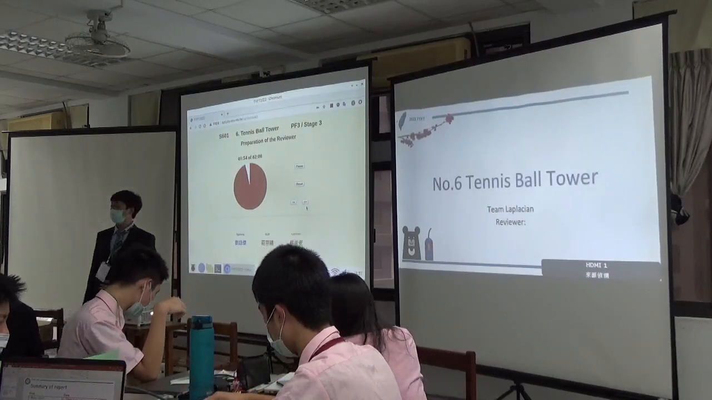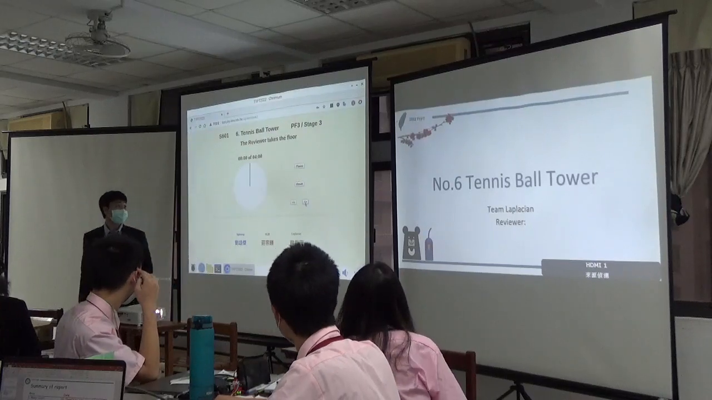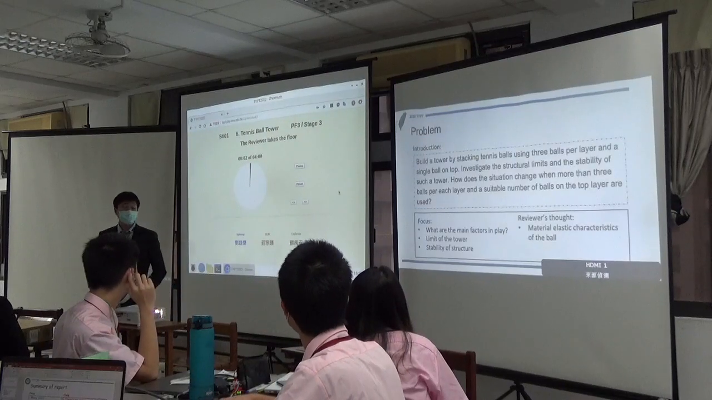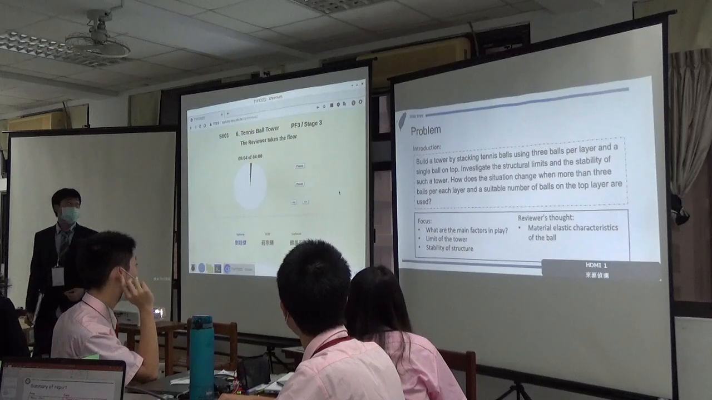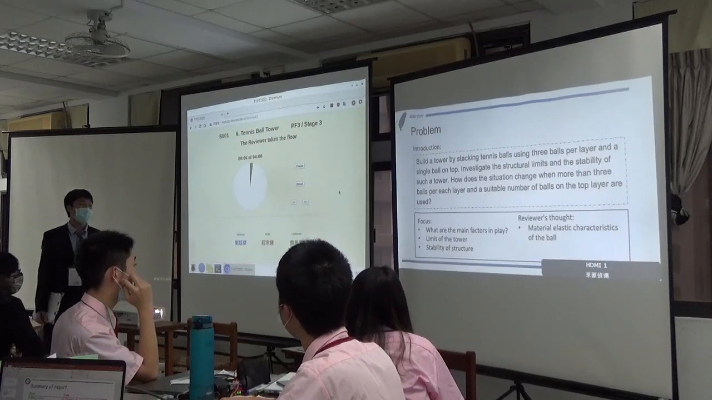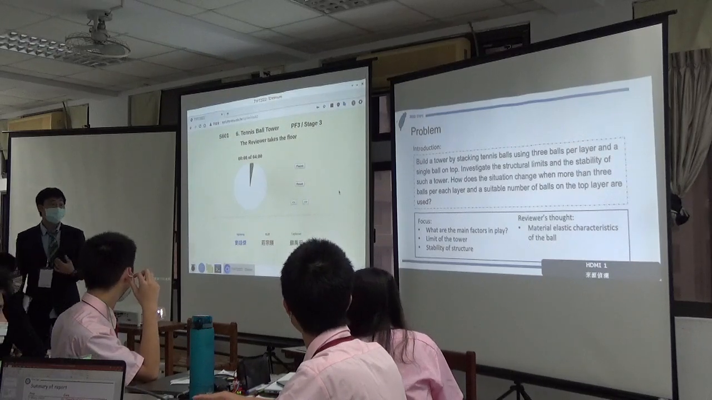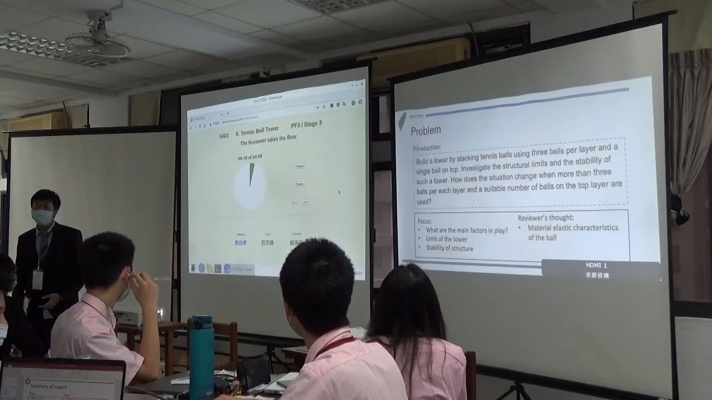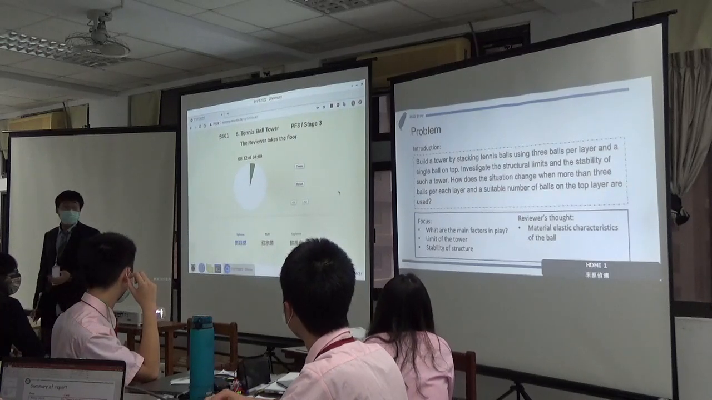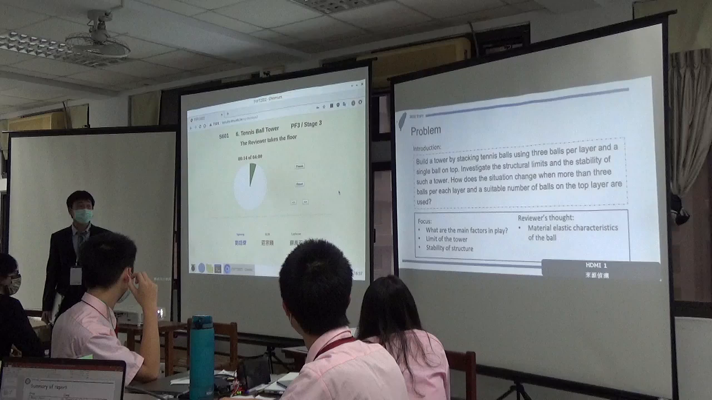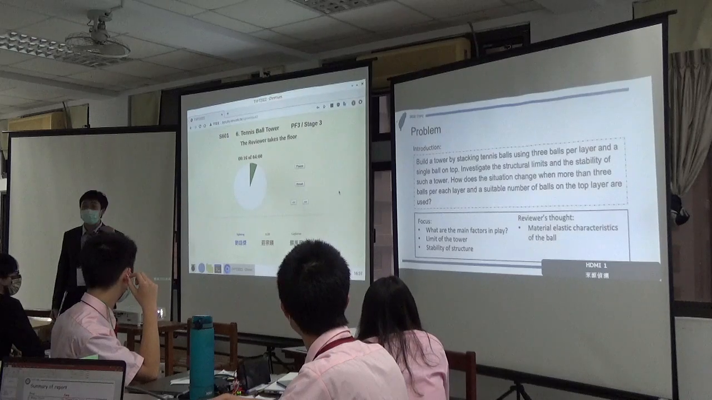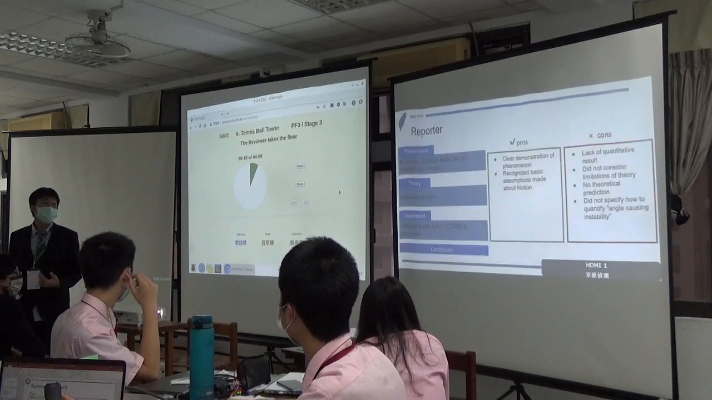Dear judges and opponents, I would like to start my presentation. Good evening, everyone. I am the reviewer from the team, and now it's the purpose statement. I will not elaborate on that further. The focus of the purpose is the main factors in play: the limit of the tower and the stability of the structure. The reviewer's thought is that the material elastic characteristic of the ball is important too, and we should focus on that.